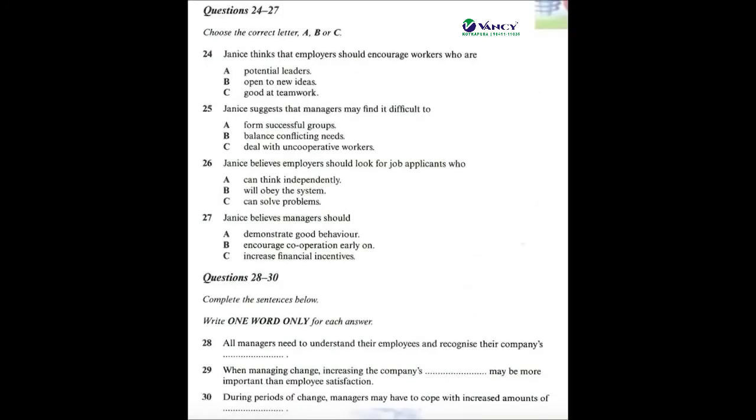Before you hear the rest of the conversation, you have some time to look at questions 24 to 30. Now listen and answer questions 24 to 30.